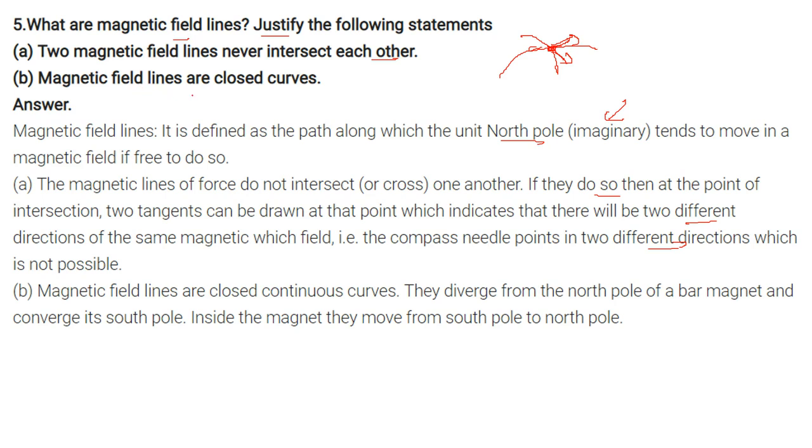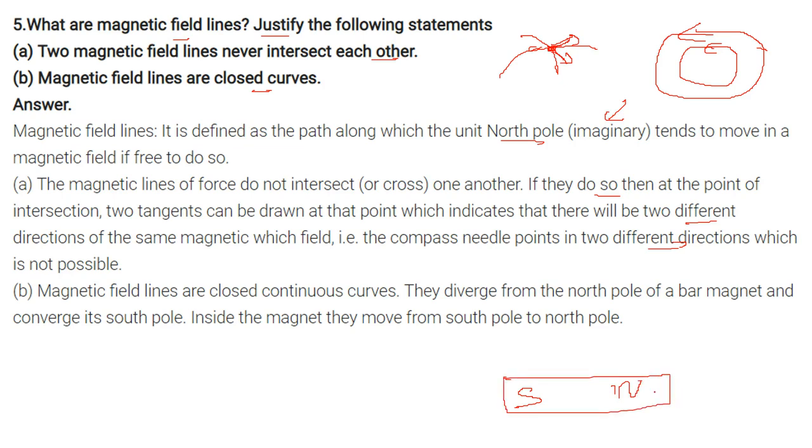Magnetic field lines are closed curves like this. They are closed continuous curves. They diverge from the north pole of a magnet and converge to its south pole. Inside the magnet, they move from south pole to north pole. So if this is south, north, let us take a bar magnet. It starts from here, goes inside, and then moves inside from south to north, and it goes like this. This is the way. That is why they are closed curves.